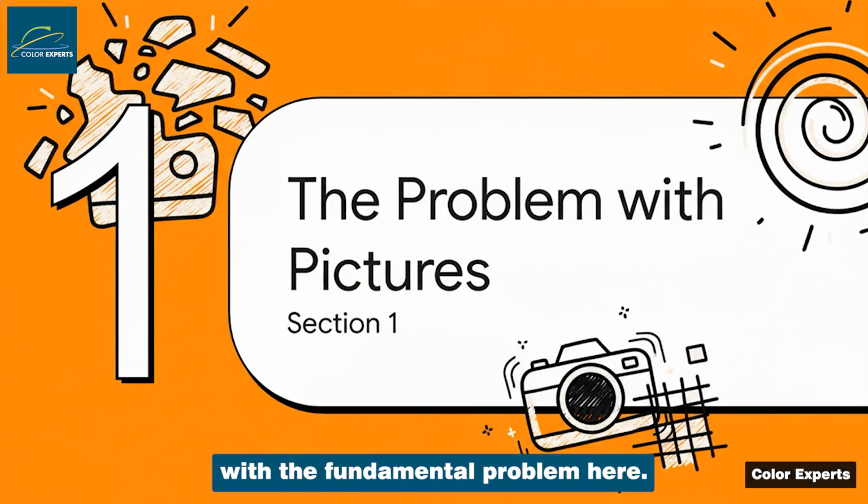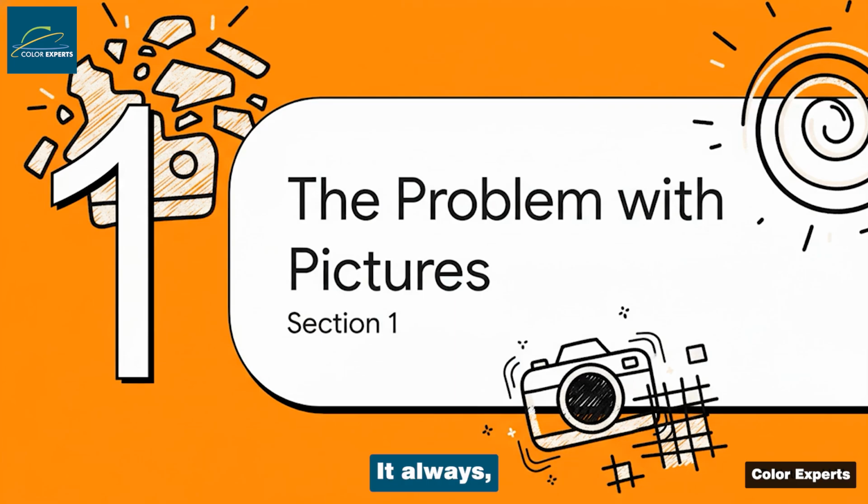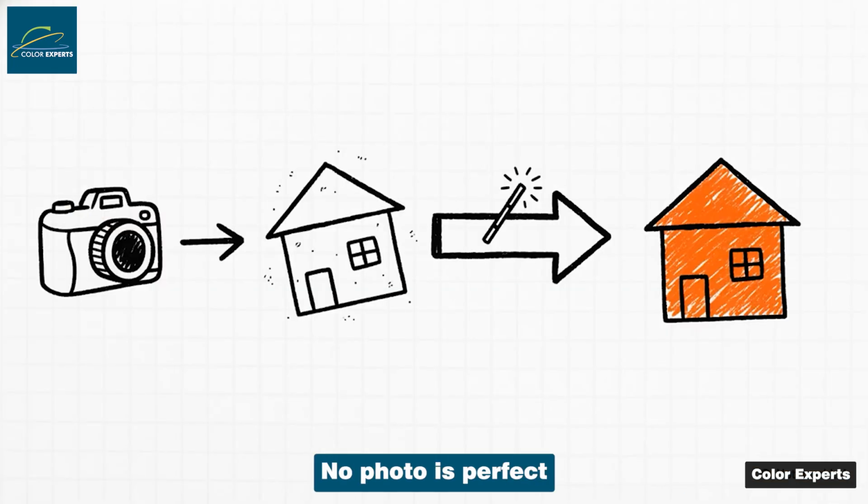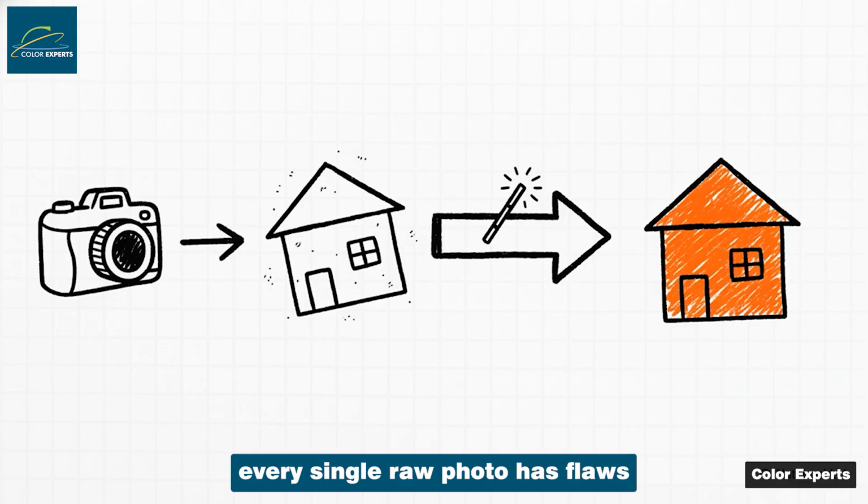So let's start with the fundamental problem here. This might actually surprise you, but the journey to creating a perfect photo always begins with a very imperfect one. That's right, no photo is perfect straight out of the camera. Even the best photographers with the most expensive gear can't capture a flawless image in a single click. The reality is every single raw photo has flaws that need to be fixed in what we call post-production.